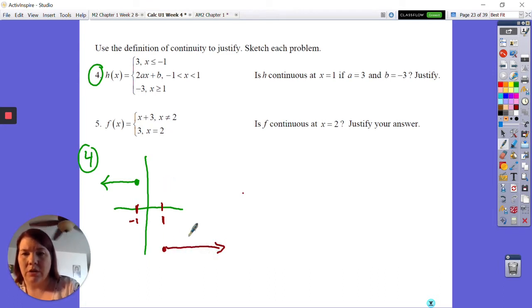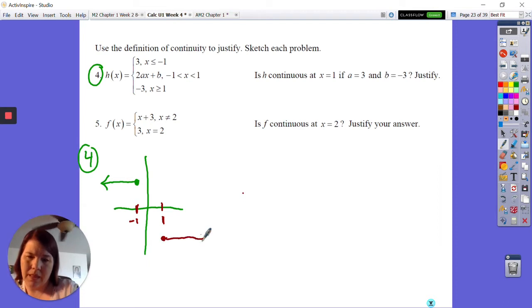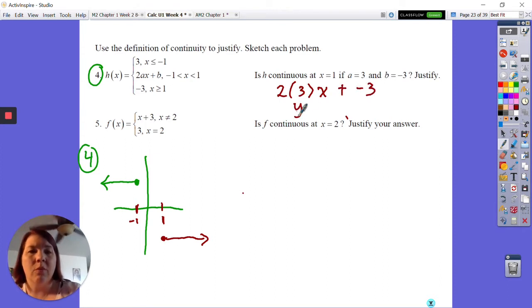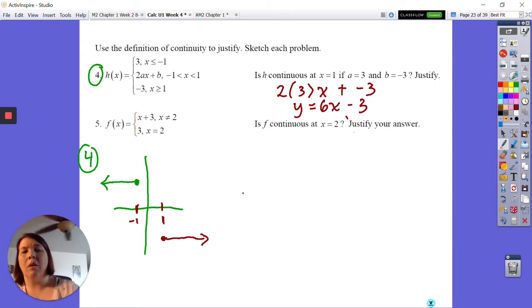So the question becomes what's happening in the middle. Now I made that way too low. It's supposed to be 3, about the same distance. Okay. So I'm going to go ahead and plug in this equation. So my middle equation becomes 2 times A x plus b. So it becomes y equals 6x minus 3, if you will. So my y-intercept is -3. My slope is 6.